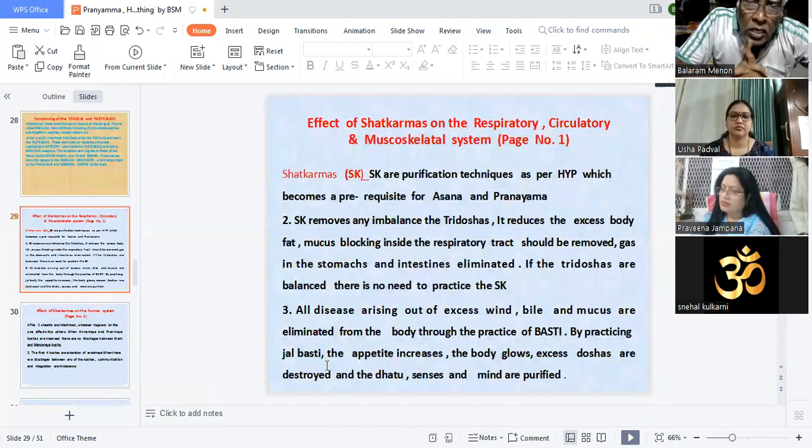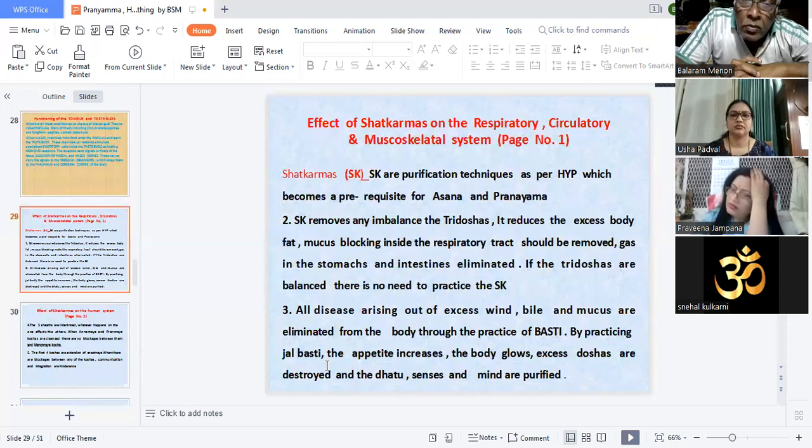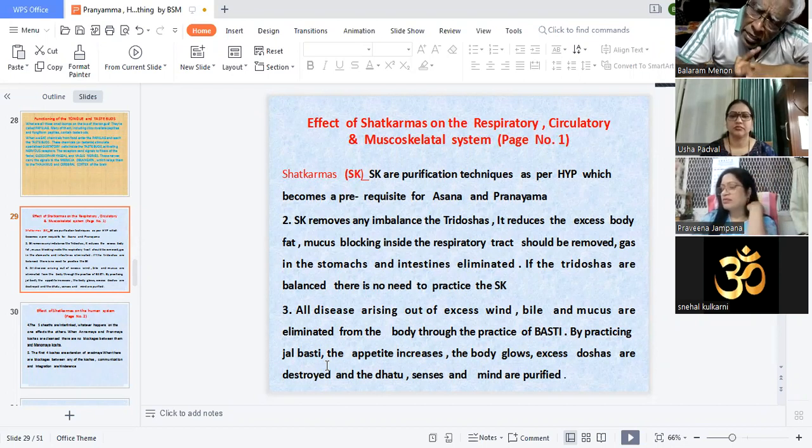Now, effects of Shat Karma on the respiratory, circulatory, and musculoskeletal systems. Shat karmas are very, very important and practical. Please, everybody, I am telling you, Shat karmas are very important. Gheranda Samhita and this also on the practical level. But a general definition of all this you are supposed to know. Okay, we are taking the theory part.